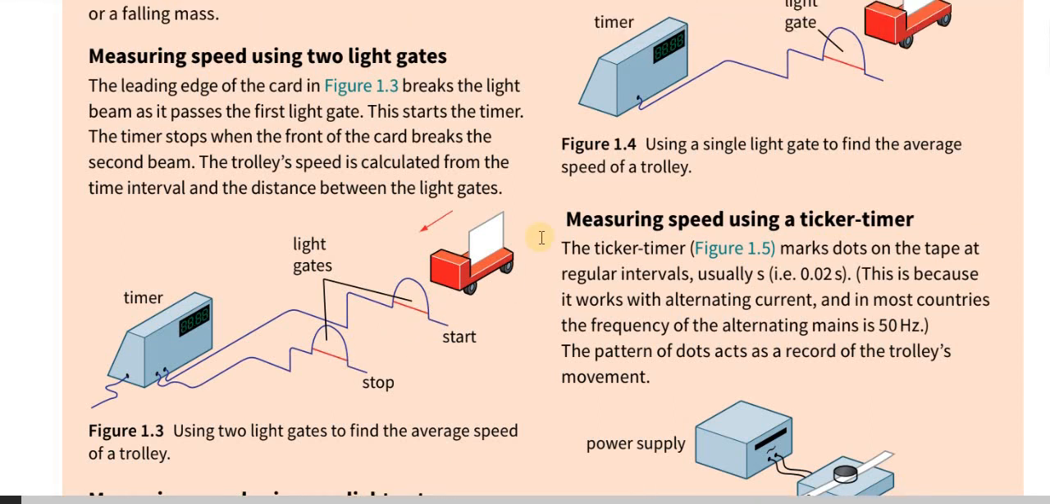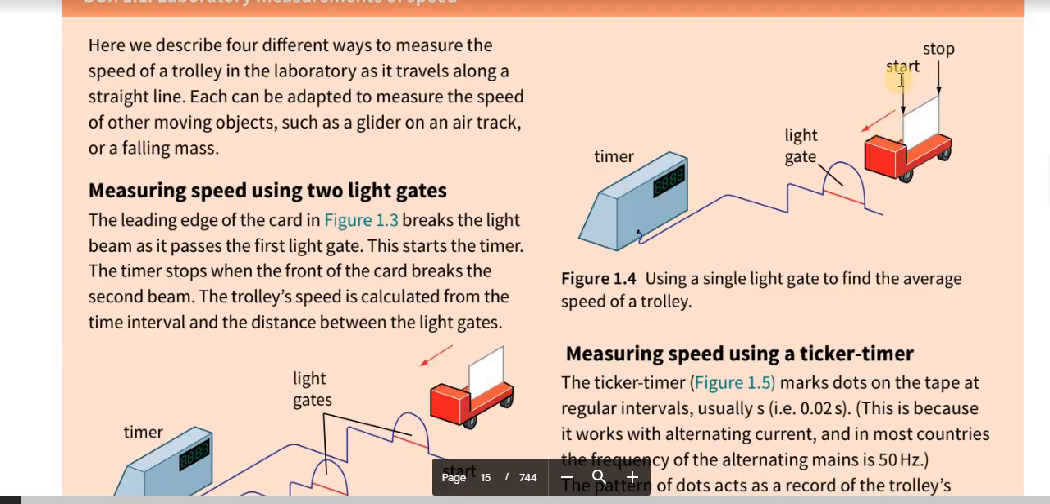But what I explained earlier is what is happening here. You can see this timer gets started when it blocks the light, and this timer gets stopped when it unblocks the light, and this will time the card at this point. So the length of the card divided by the time will give you the speed of the trolley over here.